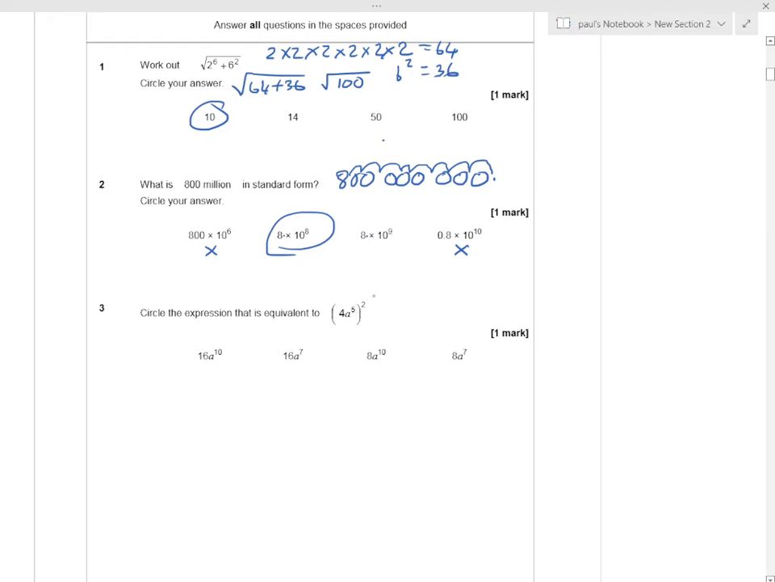4a^5 all squared. Now, what we do is we square the a^5 and we square the 4. So 4 squared is 16, and a^5 squared is, you multiply these two powers together, laws of indices, so you get a^10. So it's going to be that one.